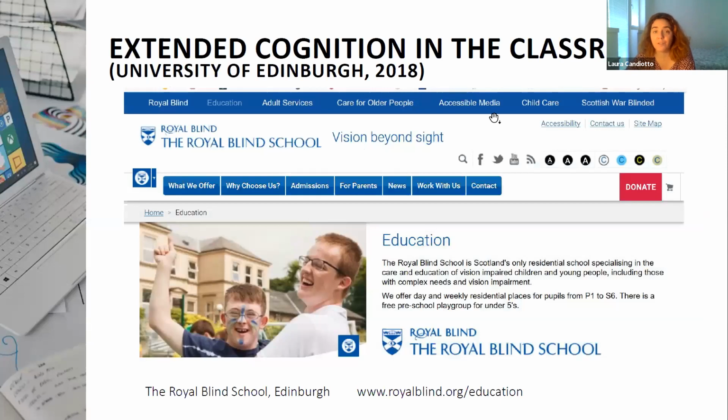So this was the general intuition at the ground of a pilot project at the University of Edinburgh, Extended Cognition in the Classroom. I was part of the research team for this project. And the main goal was to investigate if the framework of the extended mind and extended cognition could be helpful for understanding the interaction between users with visual impairments and their technology.